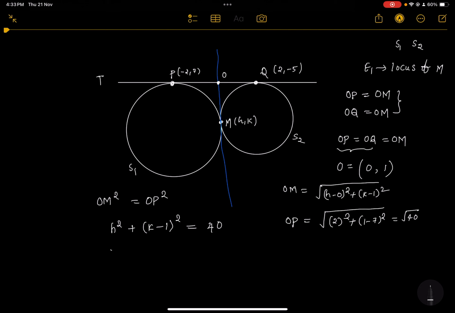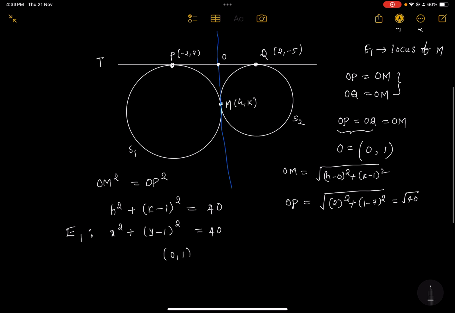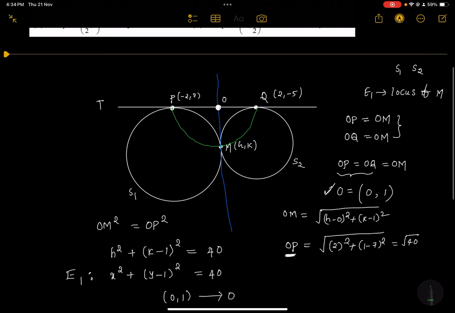So this is a circle. If you replace h and k with x and y, this is the locus E1. This is basically a circle with center (0, 1). But what is (0, 1)? This is O, with center O and radius root 40. Root 40 means OM is root 40, OP is root 40. So OM is also root 40 and OQ is also root 40. So this is a circle with center O and passing through the points P, Q and M.